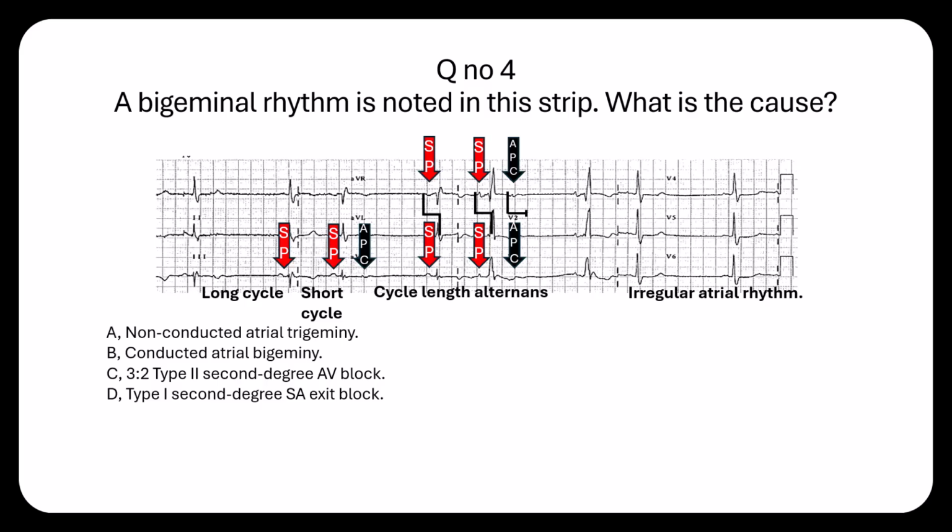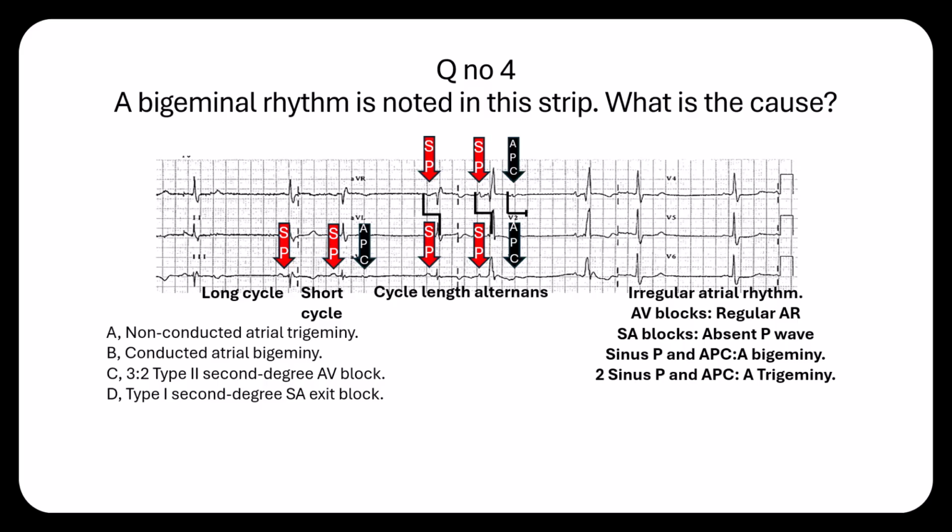In AV blocks, atrial rhythm should be regular with rates less than 100 beats per minute. In sinoatrial exit block, there are no P waves during a pause. A sinus P wave is followed by an atrial premature beat in atrial bigeminy, while in this example there are two sinus P waves followed by an atrial premature beat, a condition called atrial trigeminy. Non-conducted atrial trigeminy is the correct answer.